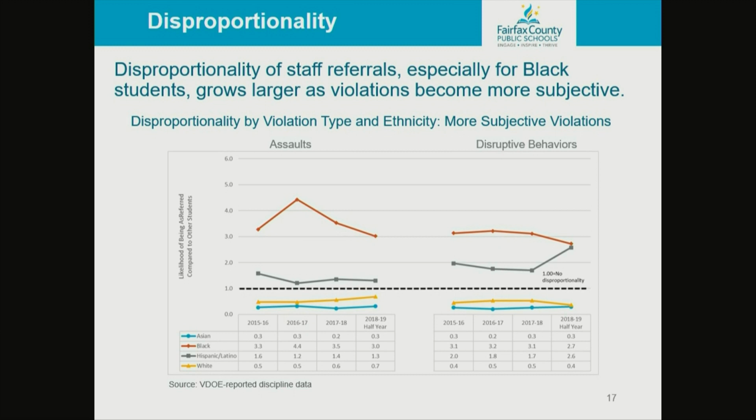Now I'm moving on to two other kinds of violations, which are assaults and disruptive behaviors. These tend to be seen in the literature as more subjective violations, and you will see that the Black subgroup is almost 3 times as likely. So there's an increase, especially for the Black students. It grows larger in terms of disproportionality as we move to these more subjective types of violations.